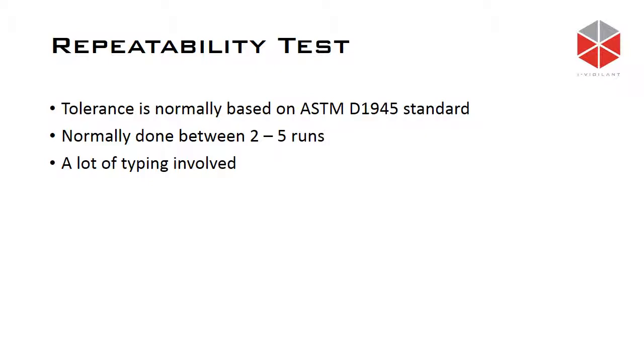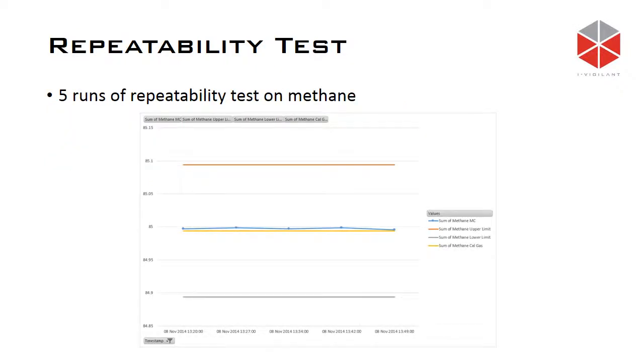Now, one of the things about repeatability tests that I think is really useful is that on a modern GC they very, very seldom fail. They almost always pass. The reason I'm saying that is because of this particular example. Consider that we have 5 rounds of repeatability tests done on the GC. This is a result from the actual GC.